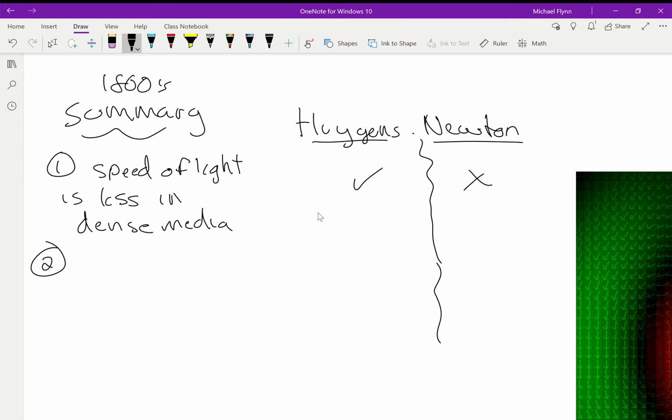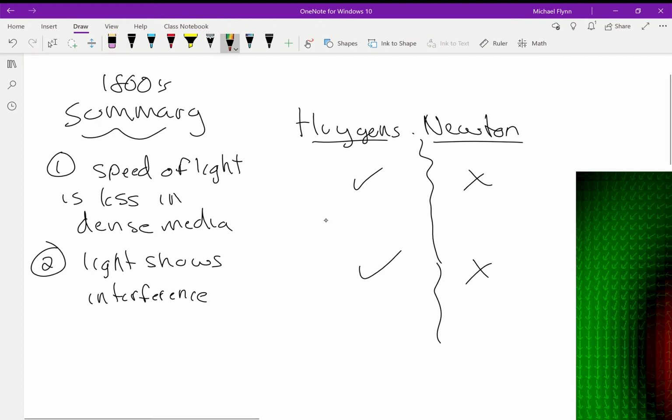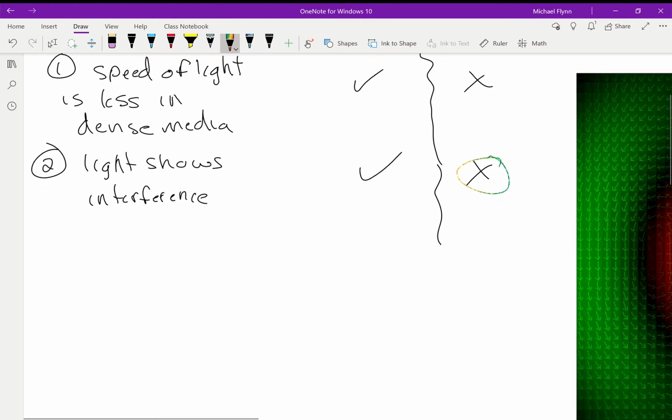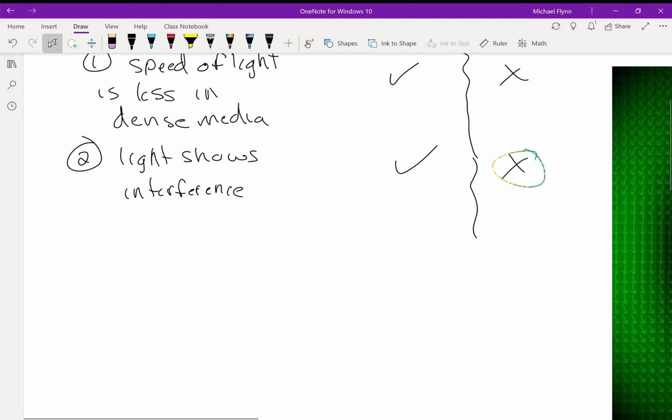2. Light shows interference in Thomas Young's famous experiment, right? Double slit experiment. Light shows interference of waves. Score 1 for Huygens, false. And this one's really key, big time. Okay, that's a big problem for Newton. That one there, you can't explain that with a particle model.